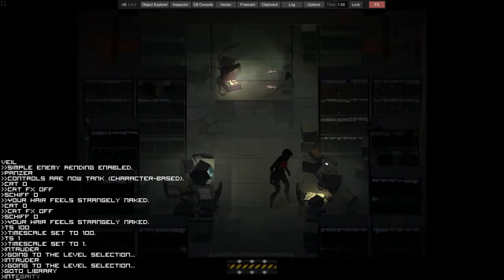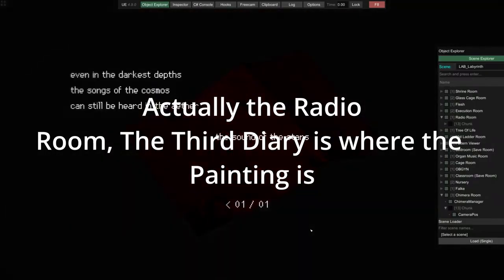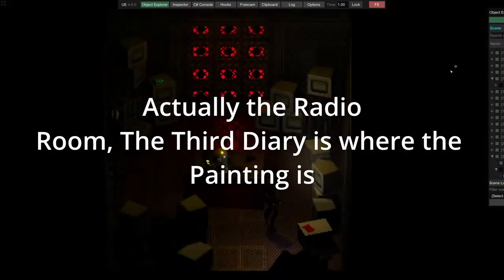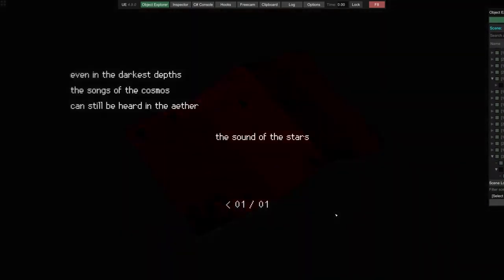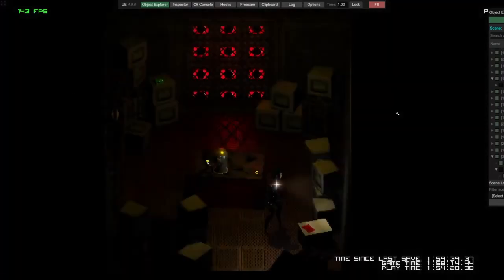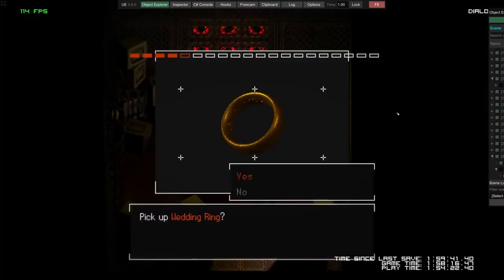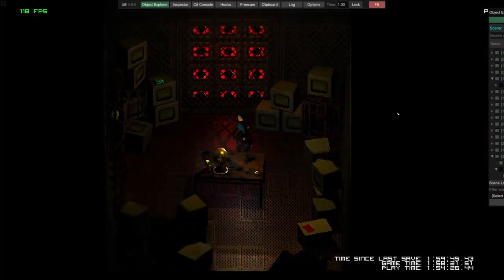now head into the room where Elena's third diary is, and here we can see a new book sitting on the desk. This book reads as follows. Even in the darkest depths, the song of the cosmos can still be heard in the aether, the sound of the stars. This is an interesting document that seems to be about bioresonance, and kind of reads a lot like the books and notes that we see on the Shores of Eternity.